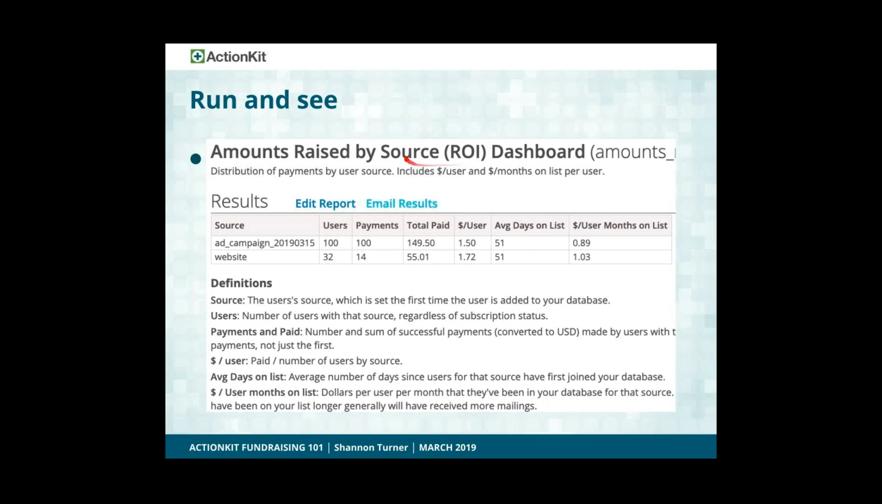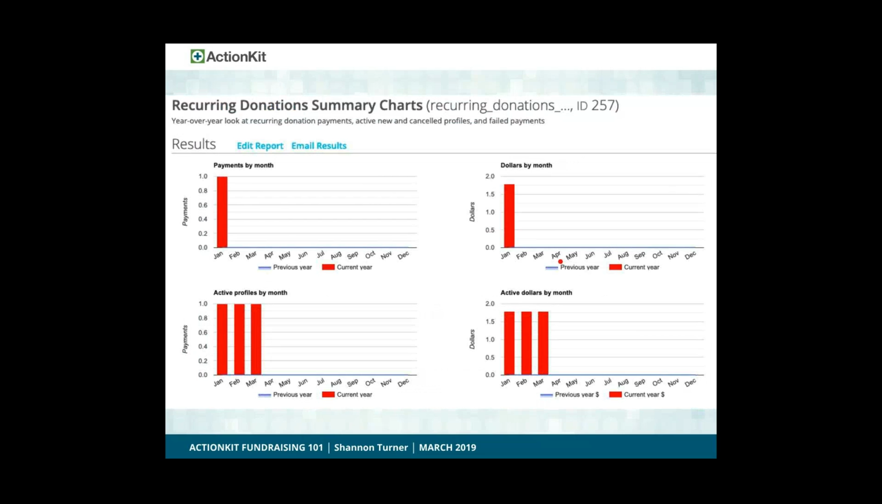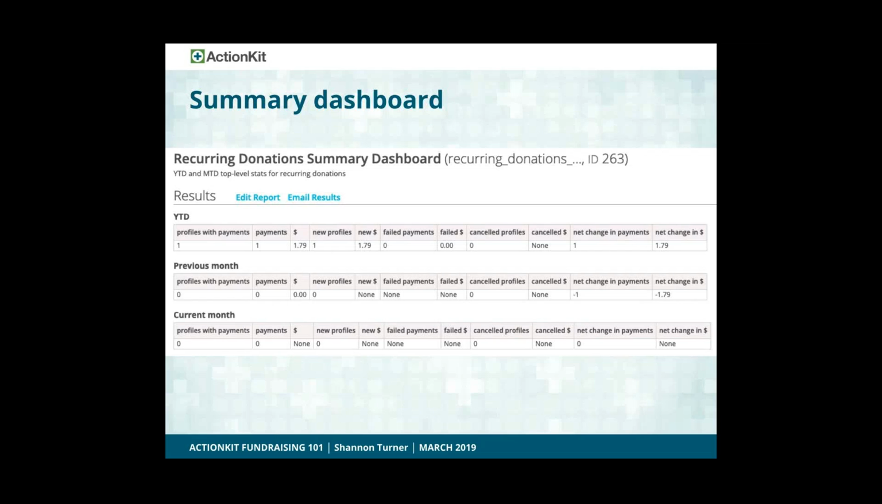This amounts raised by source return on investment dashboard shows me the source where users came in, how many donations we got as a result. So this one can be really interesting as well. Some reports have charts that make it easier to visualize different statistics, and others have summaries with donations like year to date, previous month, current month. There are so many different reports available, and you can always create your own as well. The Query Builder is a great way to do that.